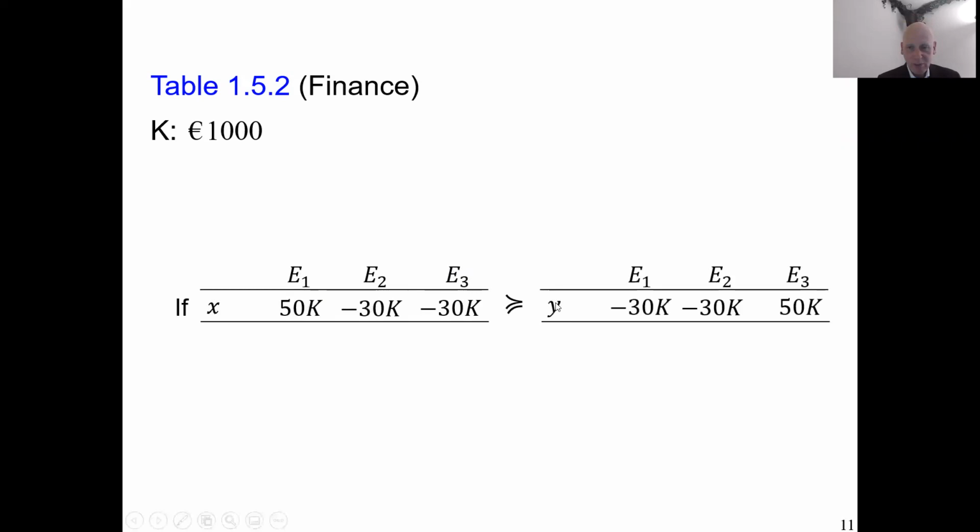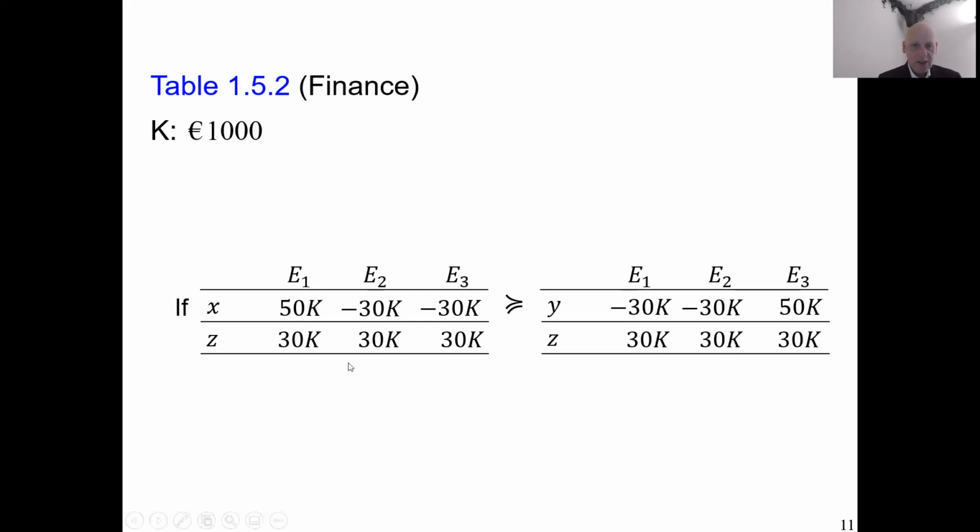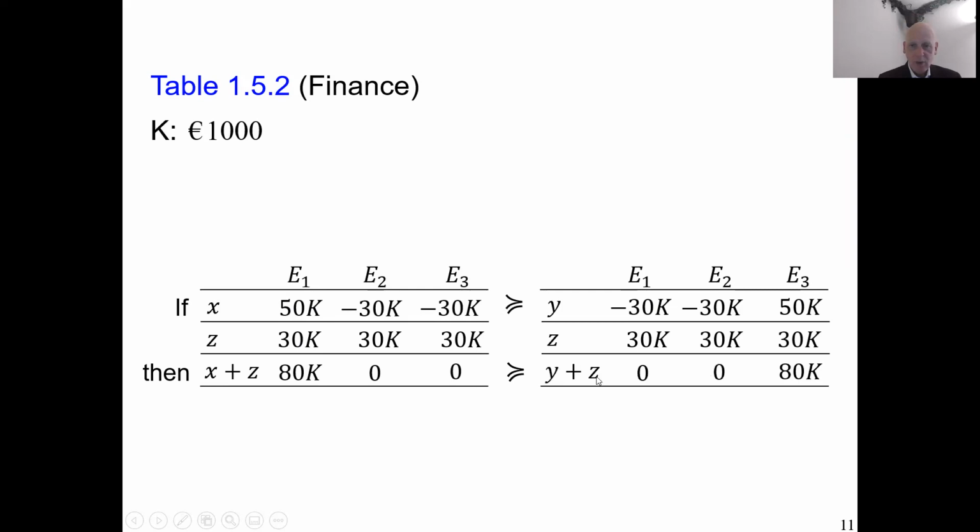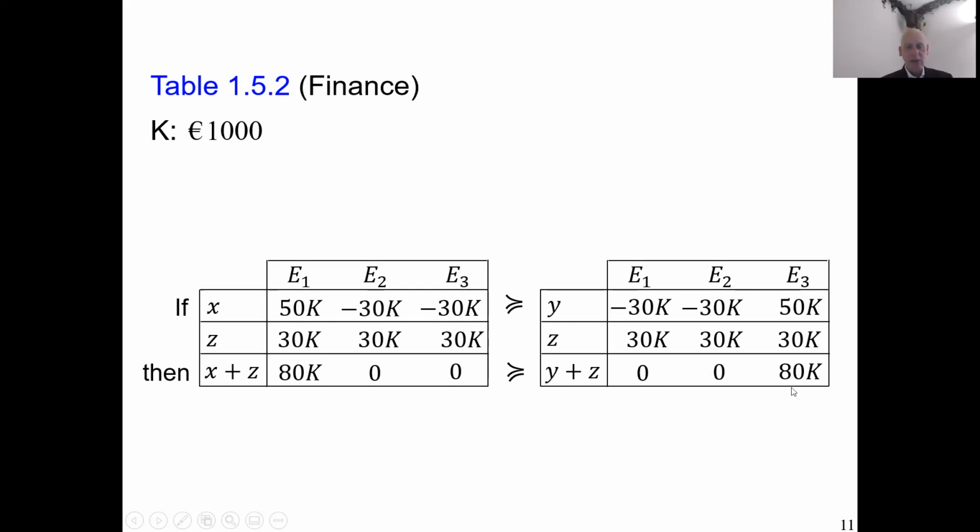Imagine you prefer it to speculating on a low copper price in a month. Imagine you have this preference. Now we're going to add a Z to both. That's what the additivity condition looks at. Z will be sure 30k. Then X plus Z is going to be 80, 0, 0. Y plus Z is going to be 0, 0, 80. Add some lines to make it more clear.